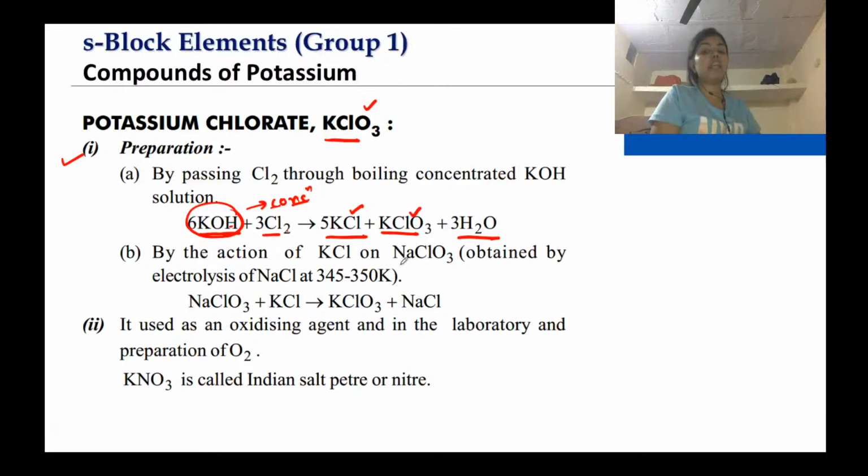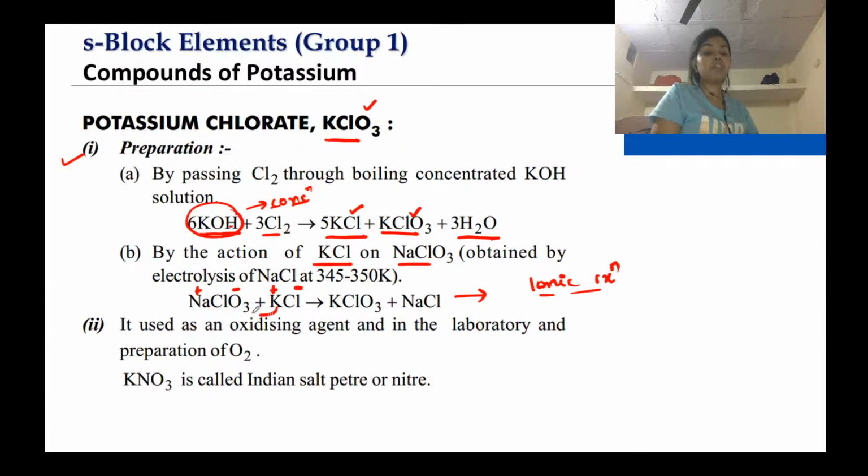Or you treat NaClO3 with KCl. So here the exchange of ions takes place: Na plus here, ClO3 negative here, K plus here, Cl negative here, right? So it is a kind of double displacement reaction, or you can write it as an ionic reaction basically, right? Where one cation is attracted by the other anion.